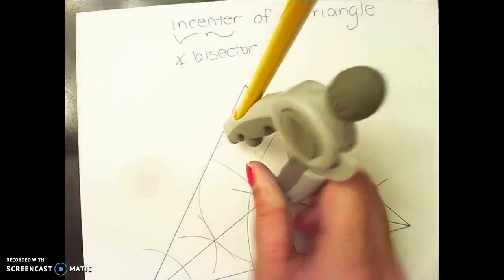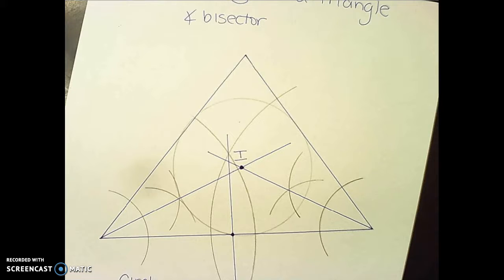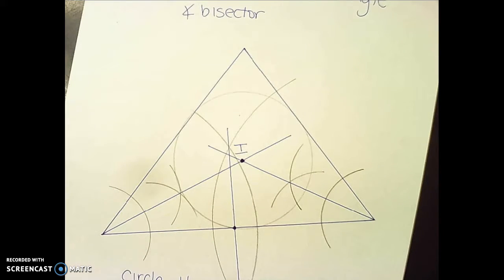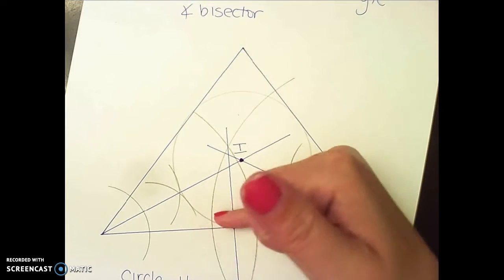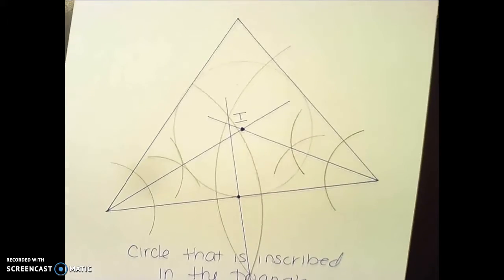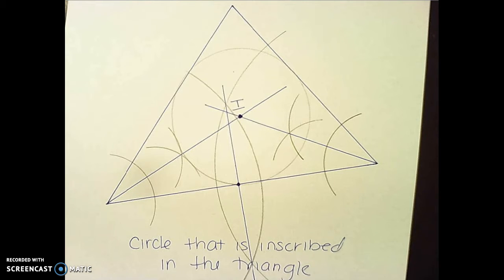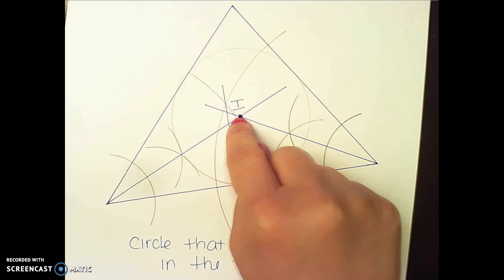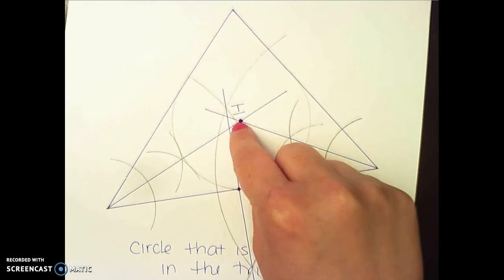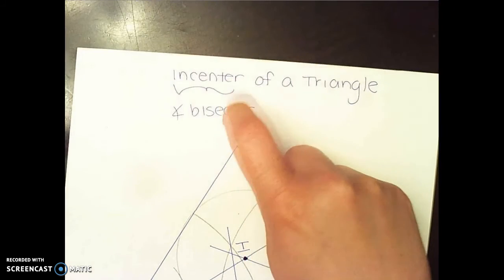And there it is. So the circle is completely inside of the triangle, and it's just touching the three sides of the triangle. In fact, the three sides of the triangle are tangent to the circle. And so that's the circle that is inscribed in the triangle. Again, it has that point that is called the incenter as its center. So incenter, angle bisector.